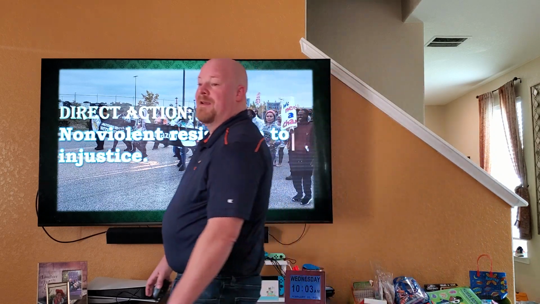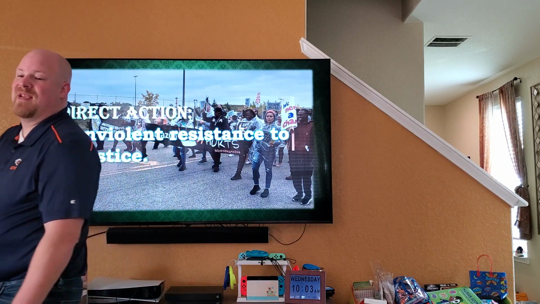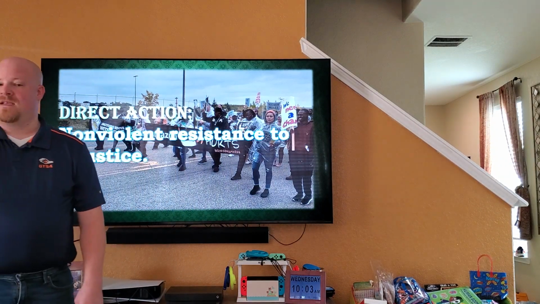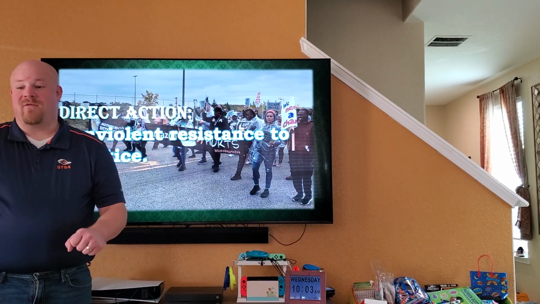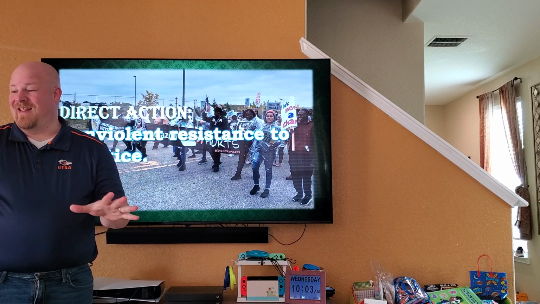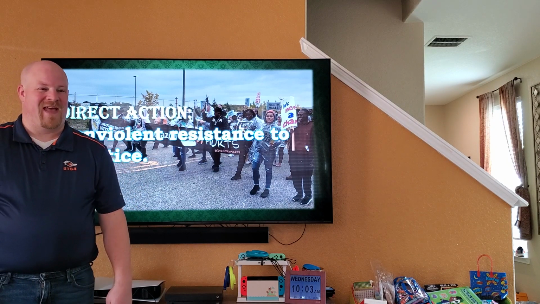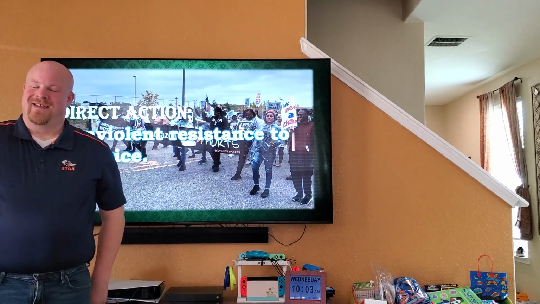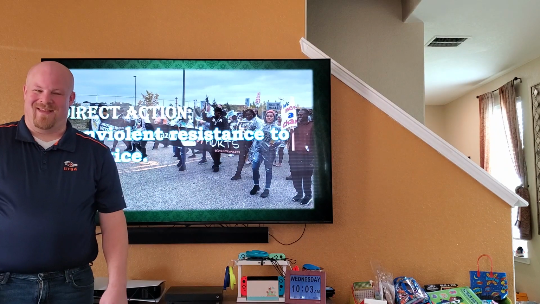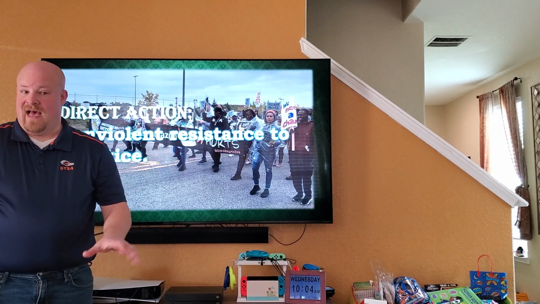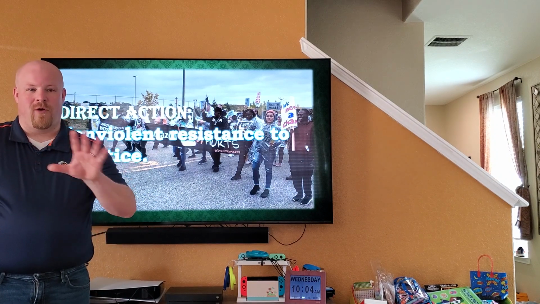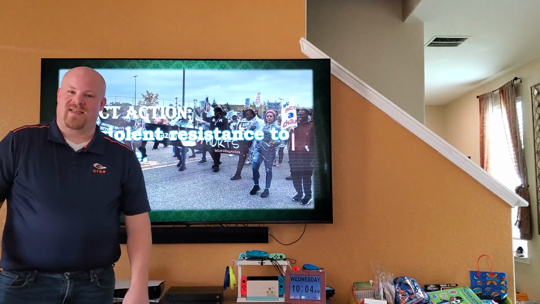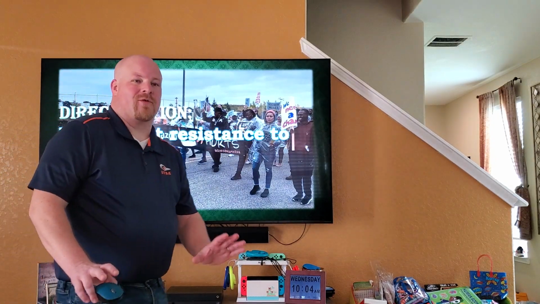Definition is right there. Non-violent resistance to injustice. Let's break that down. Start with violence. What is violence? I think most of you have a good concept of that. Chase? Yes, fights are violent. So non, meaning not, would be peaceable. Non-violent, more peaceful. Resistance is pushing back or trying to prevent injustice.